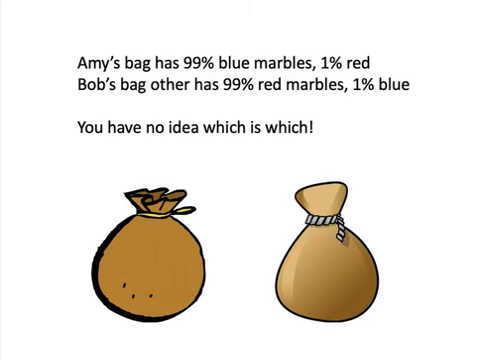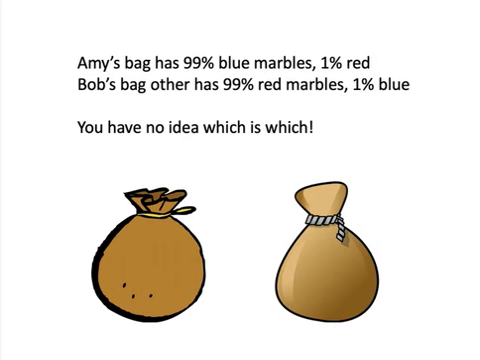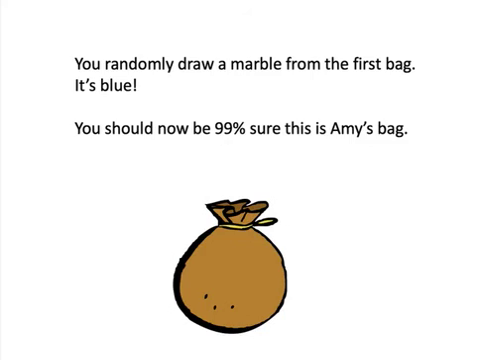So here is an example. Amy's bag has 99% blue marbles and 1% red. Bob's bag has 99% red marbles and 1% blue, and you have no idea which is which. Now suppose you randomly draw a marble from the first bag and you find that it's blue, okay? Because Amy's bag has 99% blue marbles, you should now be 99% sure that the bag you just drew from is Amy's bag. So from this first piece of evidence, you should be very, very confident, 99% confident, that the bag you're holding is Amy's bag.